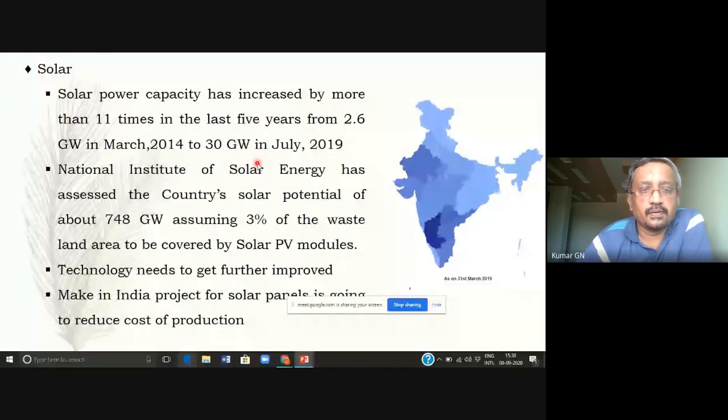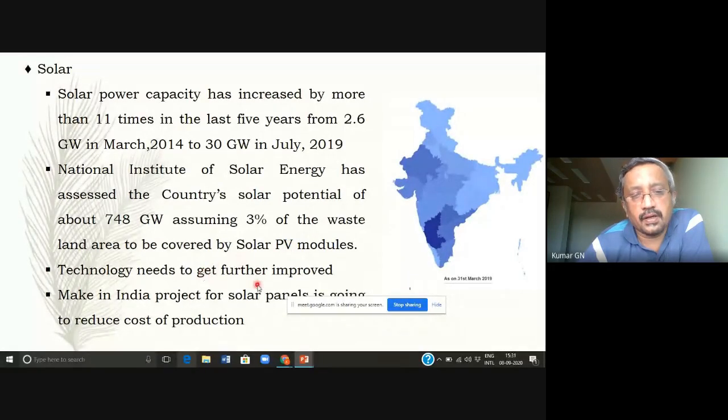So that I already pointed out, the solar panels are placed. That is, modules are placed in the wasteland or the tall buildings where the terrace is not used for some other purpose. We can install the PV modules and we can produce electricity. That is, locally we can produce and we can connect it to the grid, the main grid.